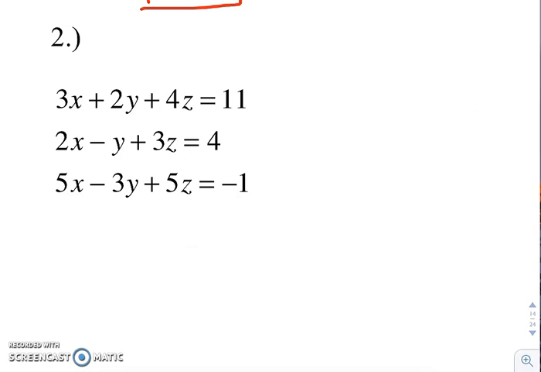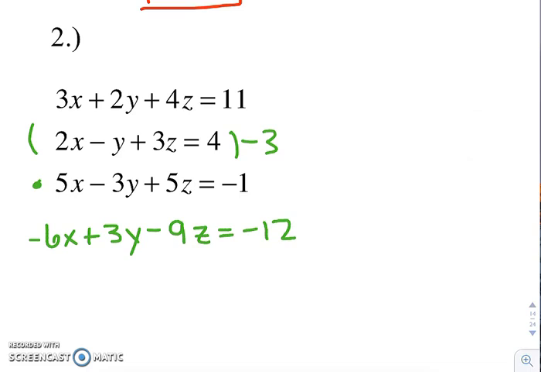I'm going to get rid of the y's. So let's do these guys. I'll multiply this by negative 3. So negative 6x plus 3y minus 9z equals negative 12.